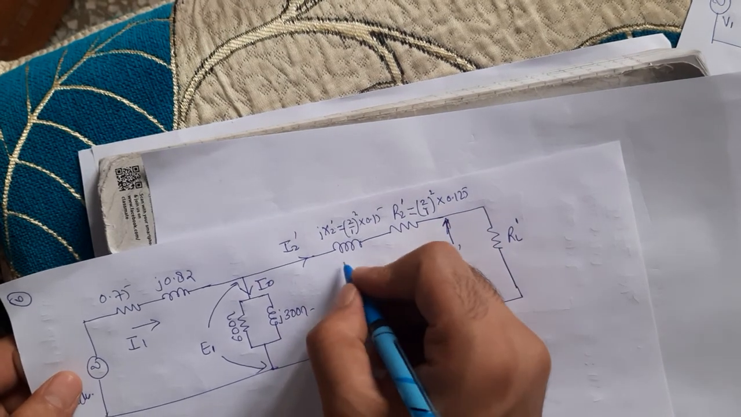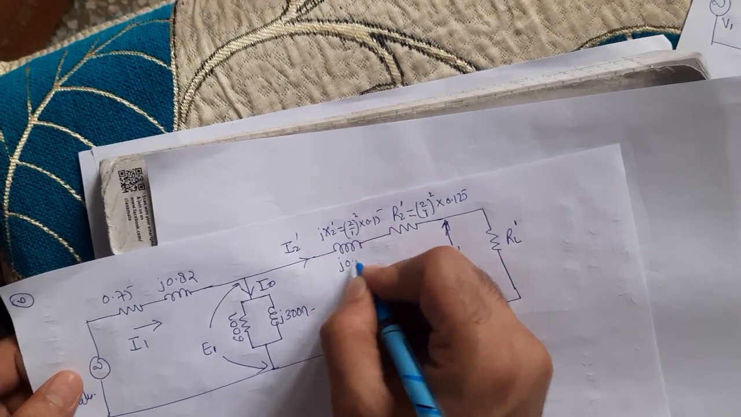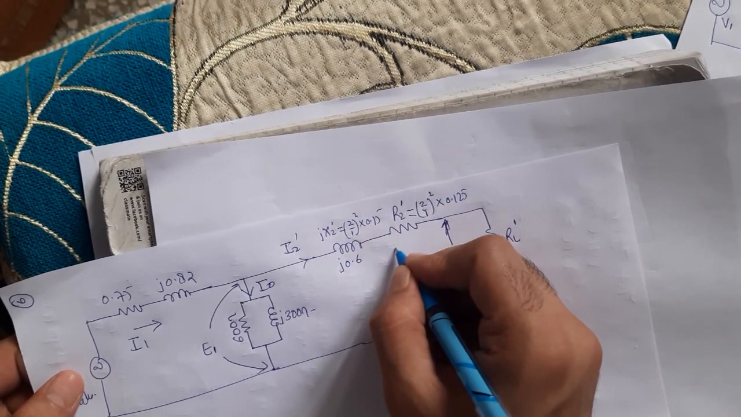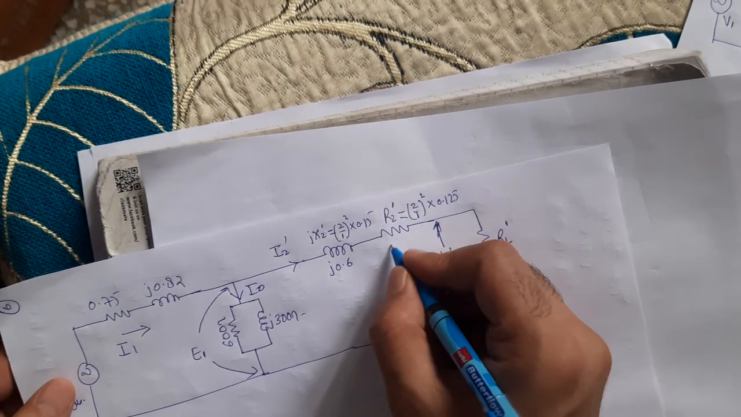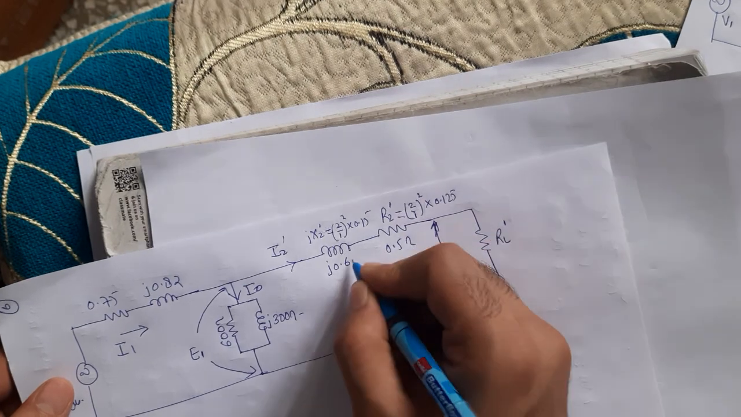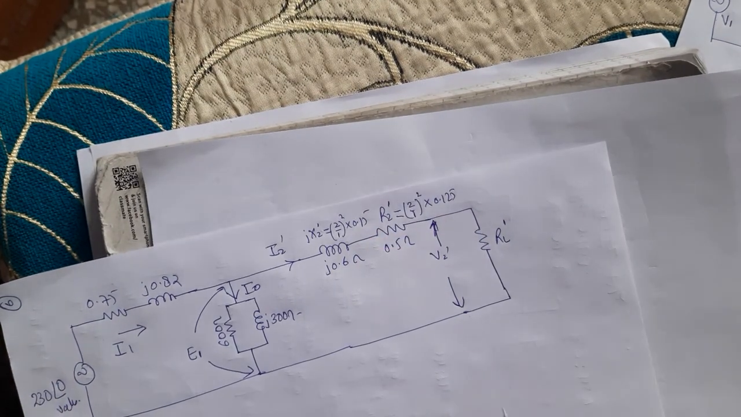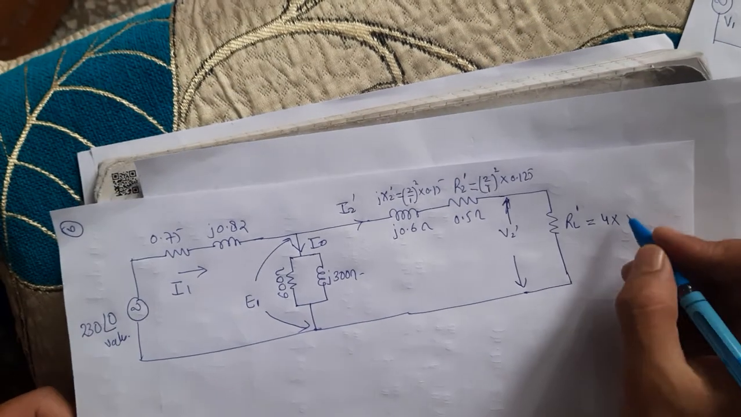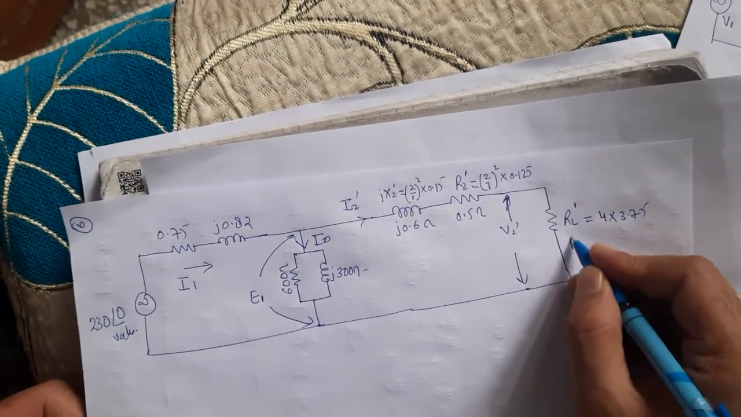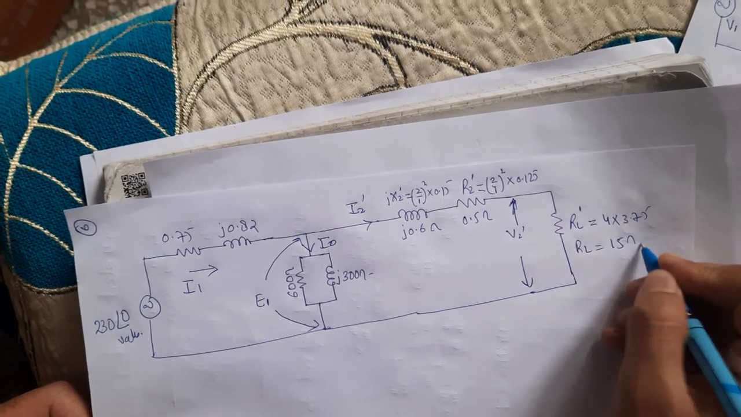0.15. So if I solve, it will become j 0.6. It will become 0.5 ohm. Okay, after solving this, RL will be again 4 multiplied by R dash. RL was 3.75 multiplied by 3.75. So RL is coming out as 15 ohm.